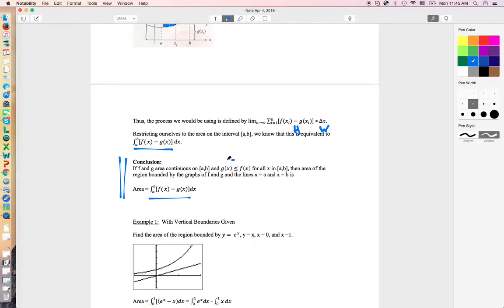So what is this part here? g of x has to be less than or equal to f of x. All that is telling us is that f is the curve on top.